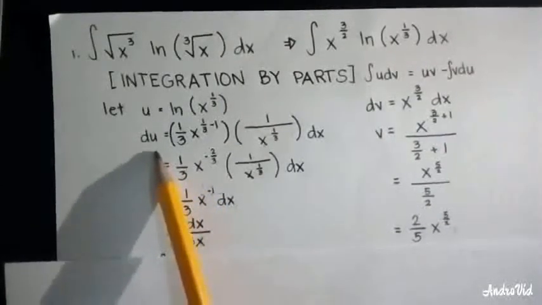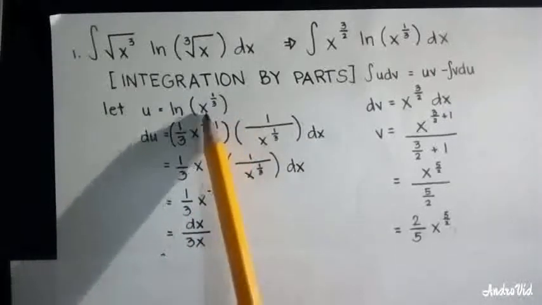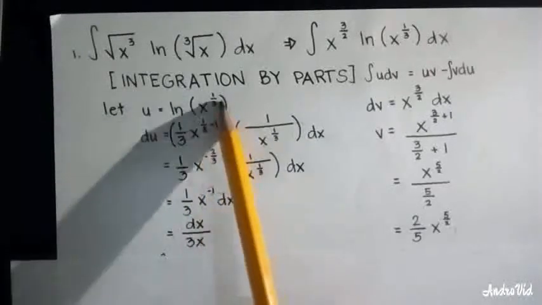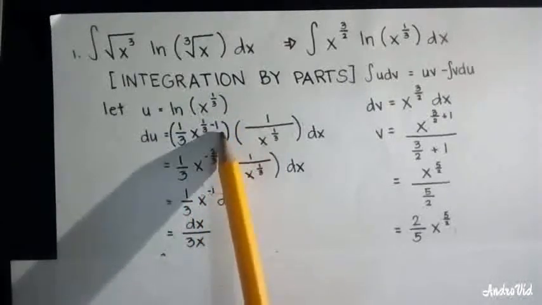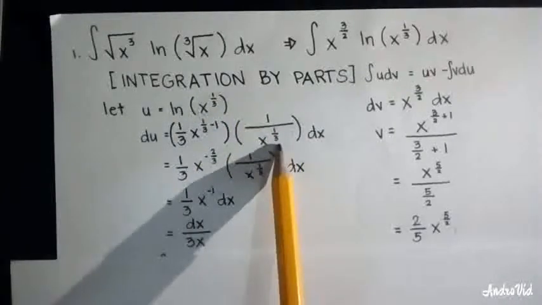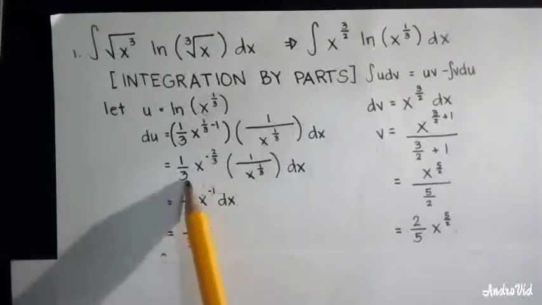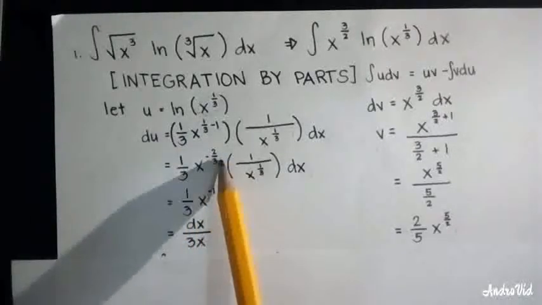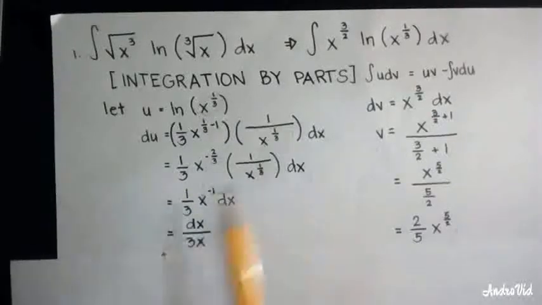To solve for the derivative of u, we have ln x raised to 1/3. That would be the derivative of x raised to 1/3, which is 1/3 x raised to 1/3 minus 1 over x raised to 1/3. Then put the x here. That would be equal to 1/3 x raised to negative 2/3 over x raised to 1/3 dx.